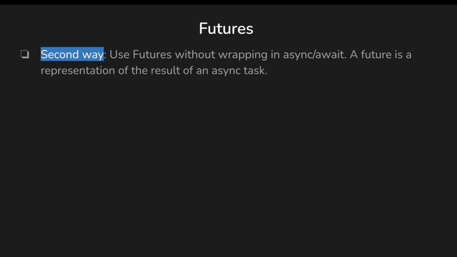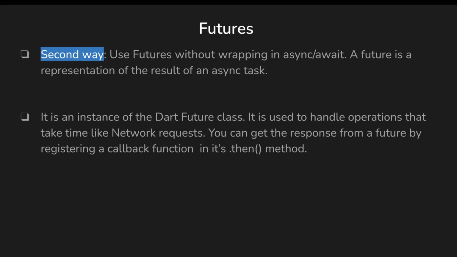If you're coming from JavaScript, futures are promises. Futures are a representation of the result of an asynchronous task. A future is an instance of the Dart Future class. It is used to handle operations that take time, like network requests, and you can get the response from the future by registering a callback function like the .then method. You can chain multiple .then calls on it.